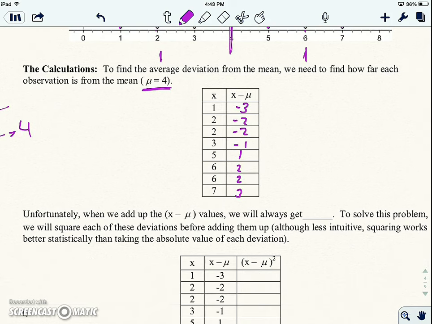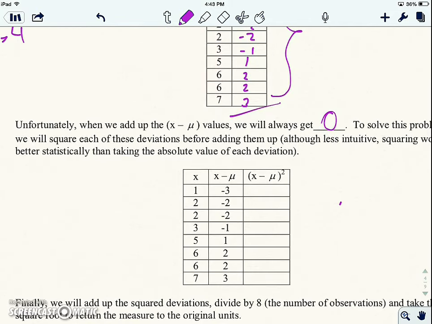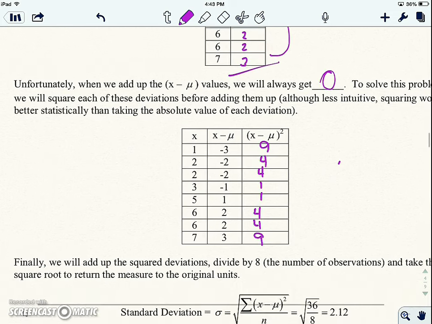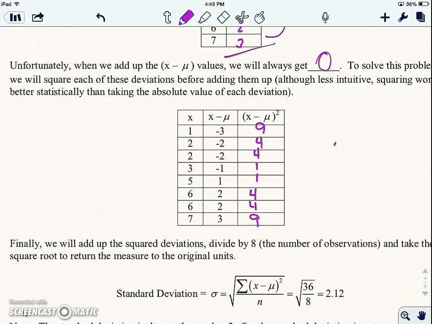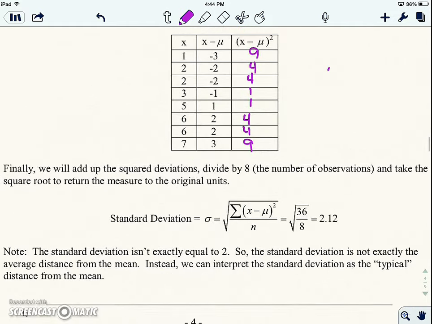Unfortunately, if we were to add these all up, we'll always get 0. So yes, this is a measure of how far away each value is from the average, but to add them up to see the total, it gives you 0. So instead, we're going to square the data. And if we square the data, we will get 9, 4, 4, 1, 1, 4, 4, and 9. If you take the absolute value, yes, that gets rid of the cancellation, but it doesn't show what you want as much, and I'll show you that later too.